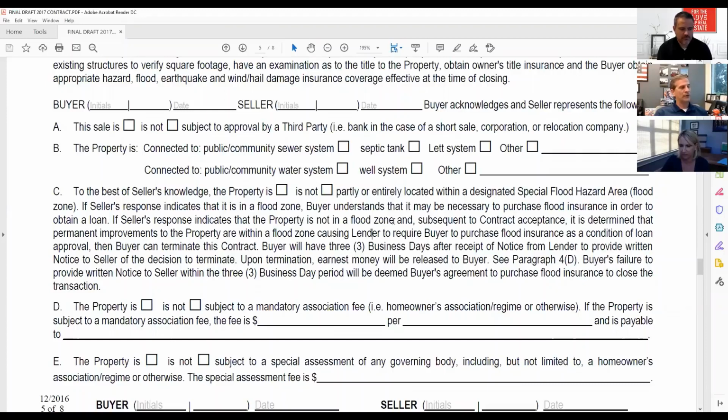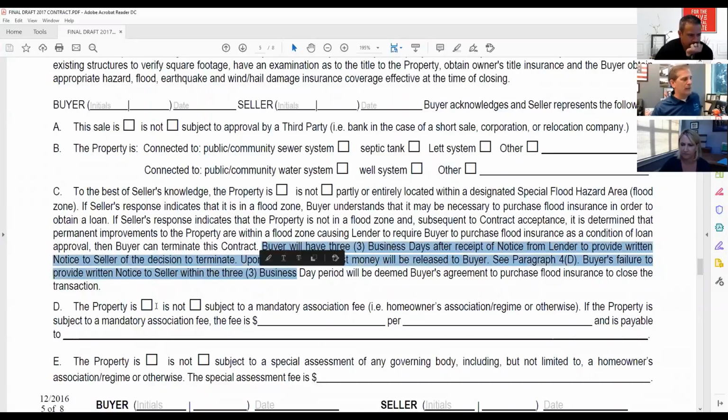However, if the seller says it's not in a flood zone and it's determined after the contract's accepted that it is in a flood zone in which the lender is requiring insurance, then the buyer has 3 business days after receipt of the notice from the lender to notify the seller they're going to terminate the contract. If they don't notify them within the 3-day period, then they're going to move forward. That's important, because if your client's already kind of on that line as to qualifying for the loan, and now all of a sudden their monthly payment's going up $100 because they have to have flood insurance, it may knock them out of qualifying for the loan.